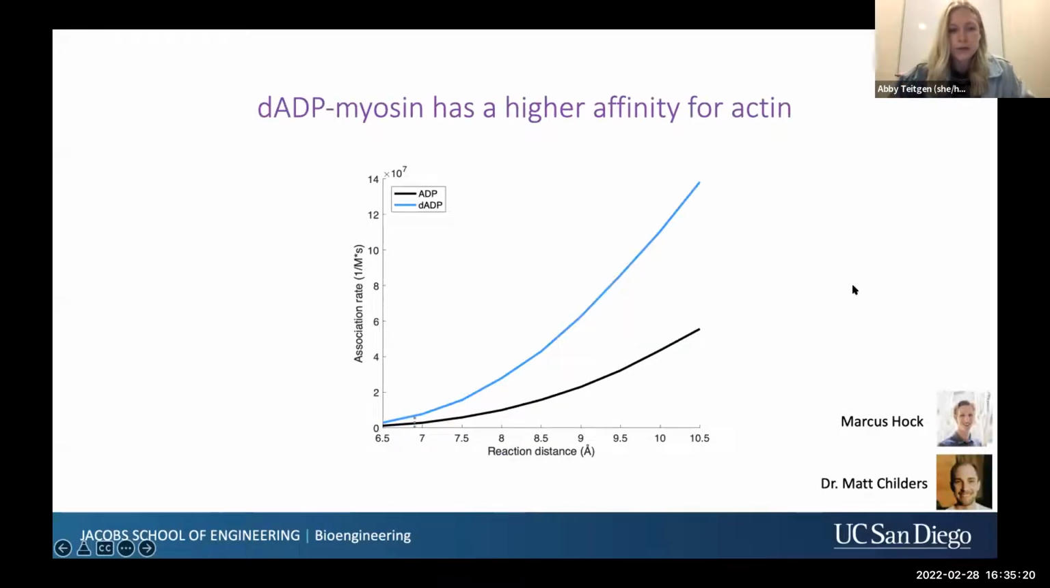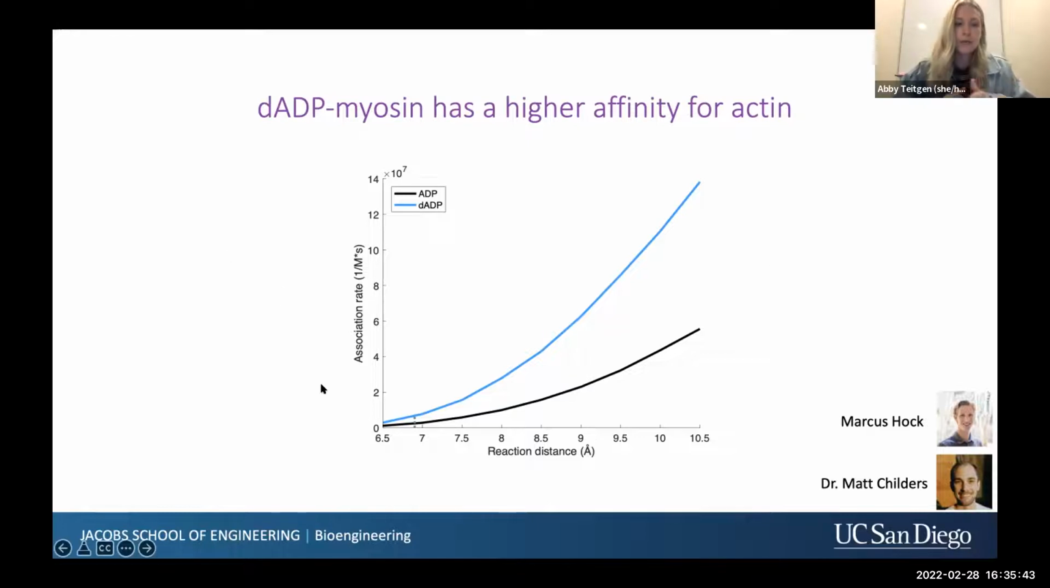So the first thing that we wanted to look at was whether having dATP bound to myosin results in a difference in association rate to actin compared with ADP bound myosin. So to do this, we used Brownian dynamics simulations. This is done by Marcus Hoek, and you heard him present on this a couple of weeks ago.